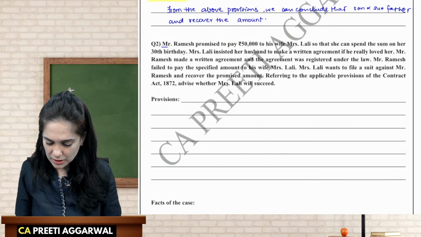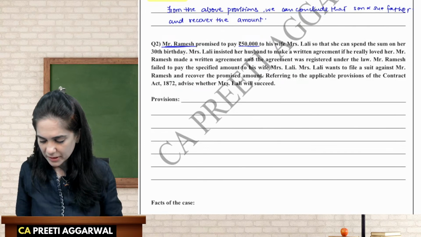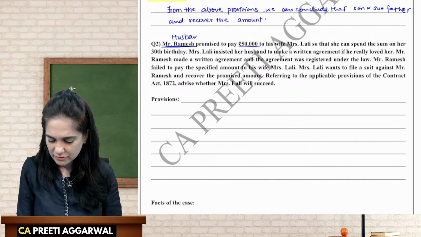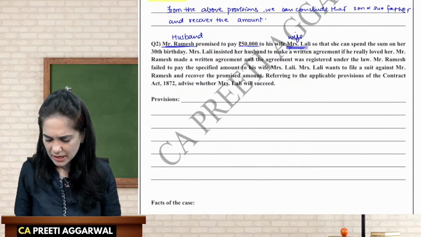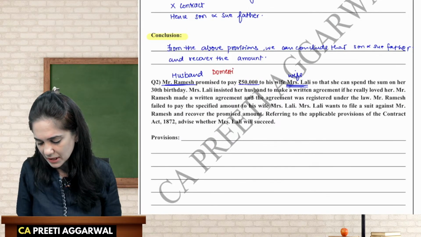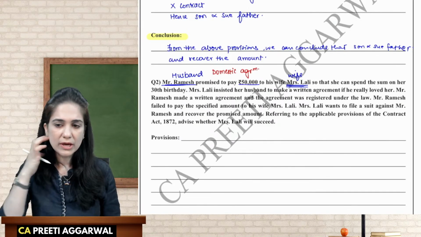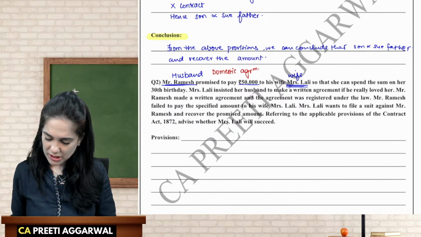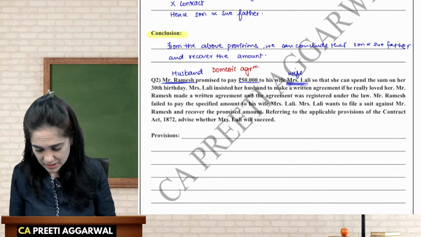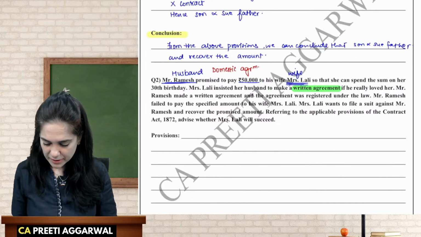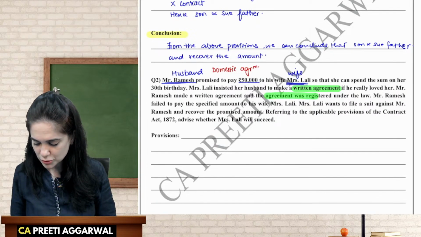Now, Ramesh promised to pay 50,000 rupees to his wife, Miss Lali. So when we have a case of husband and wife, immediately you should be able to identify while reading the question that this is a domestic agreement. Okay, this is a domestic. Now let us read further. He promised to pay 50,000 so that she can spend the sum on her 30th birthday. She insisted that her husband should make a written agreement if he really loved her. Mr. Ramesh made a written agreement and the agreement was also registered.